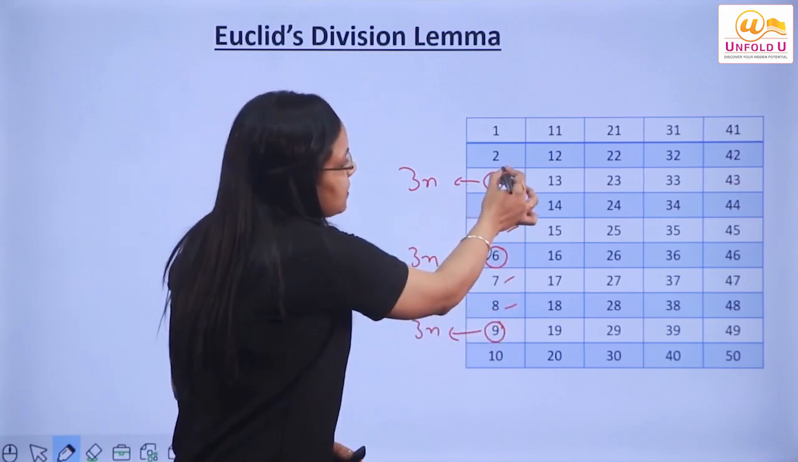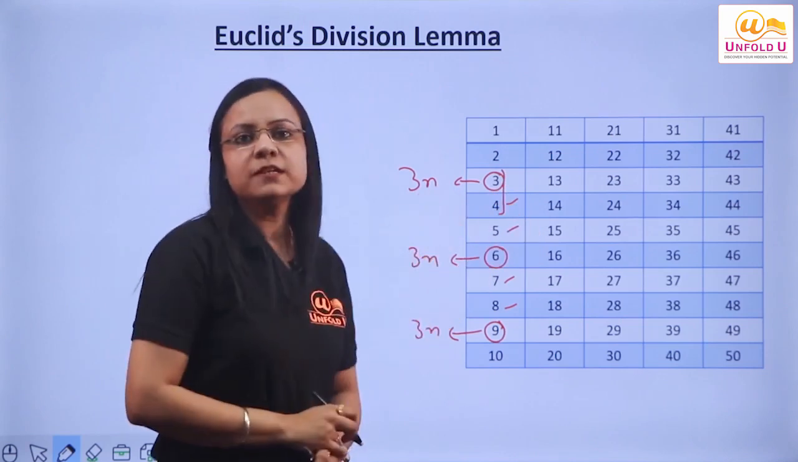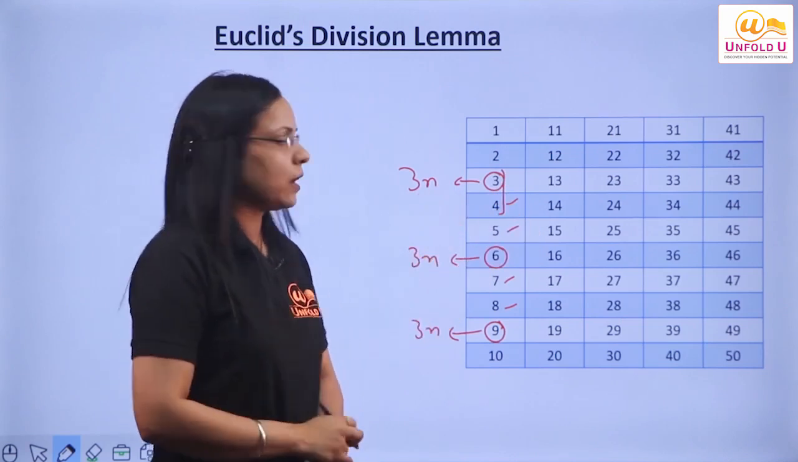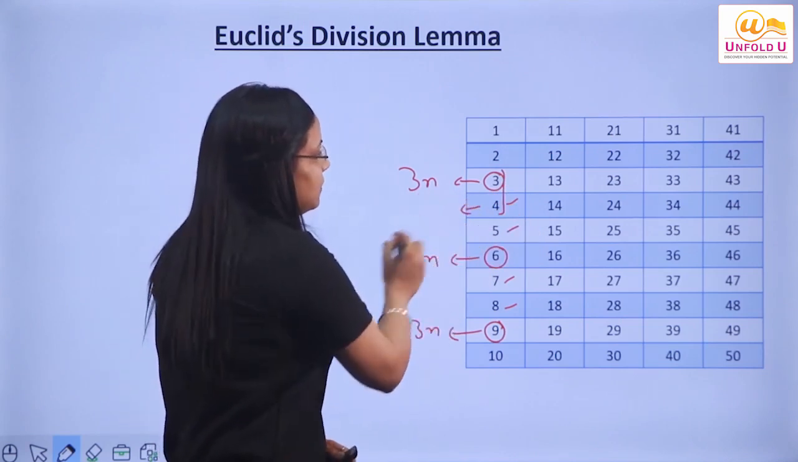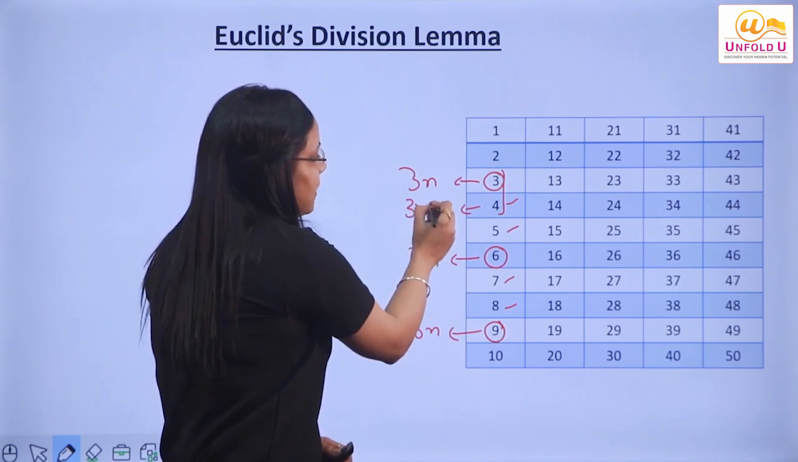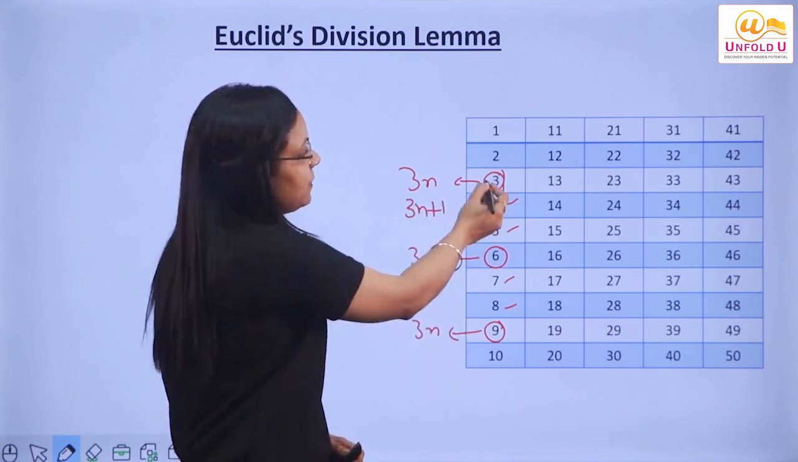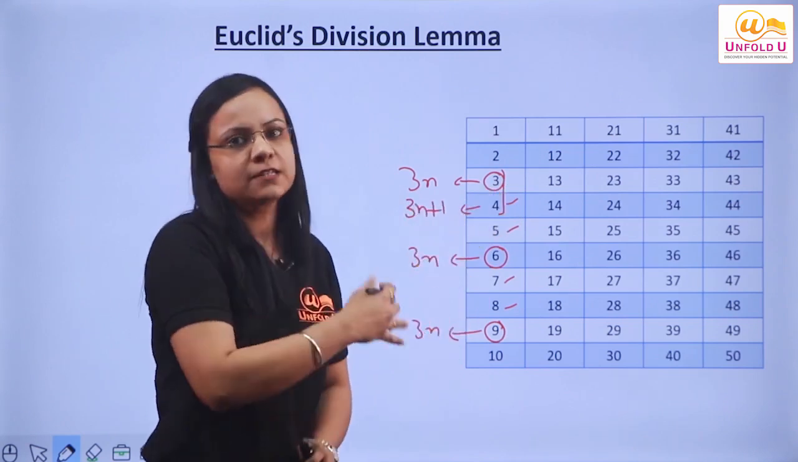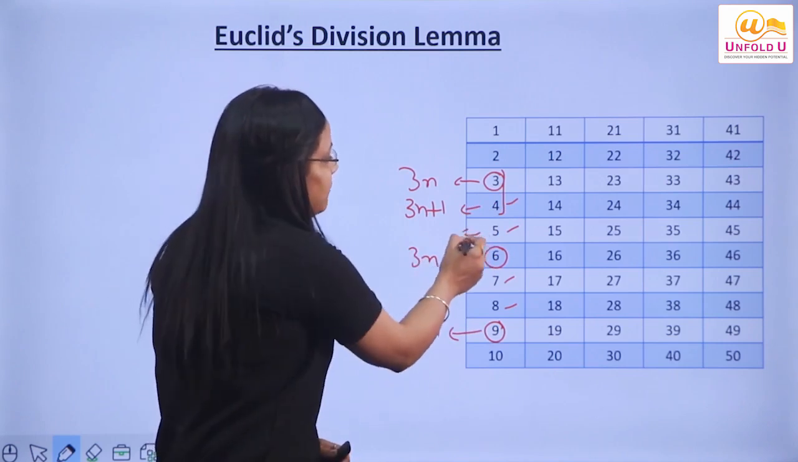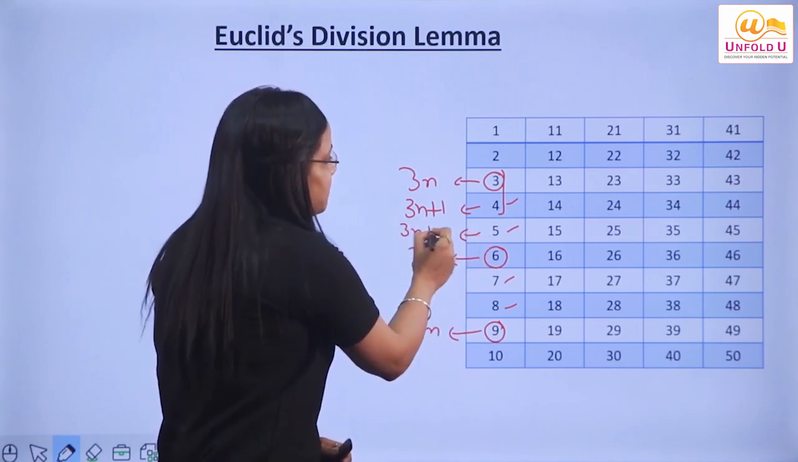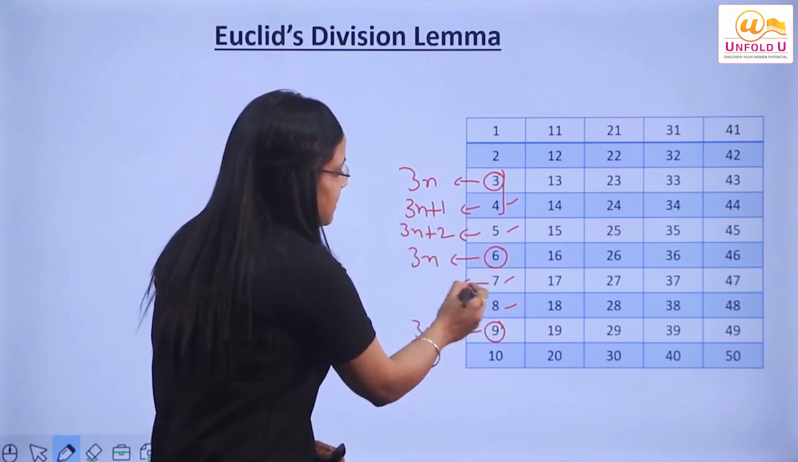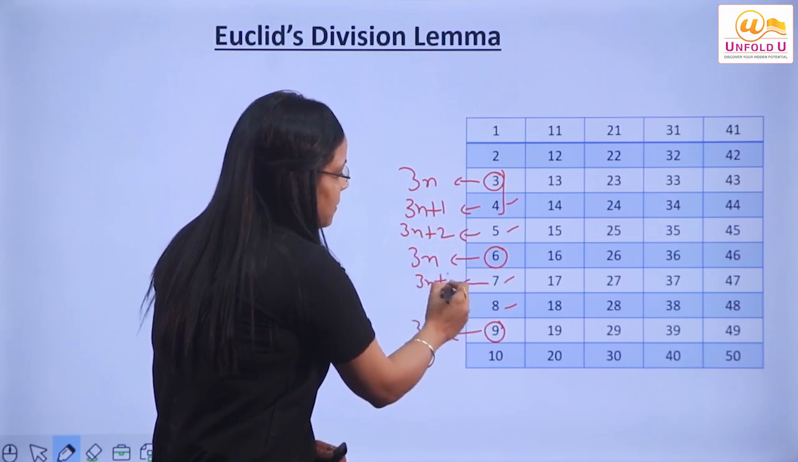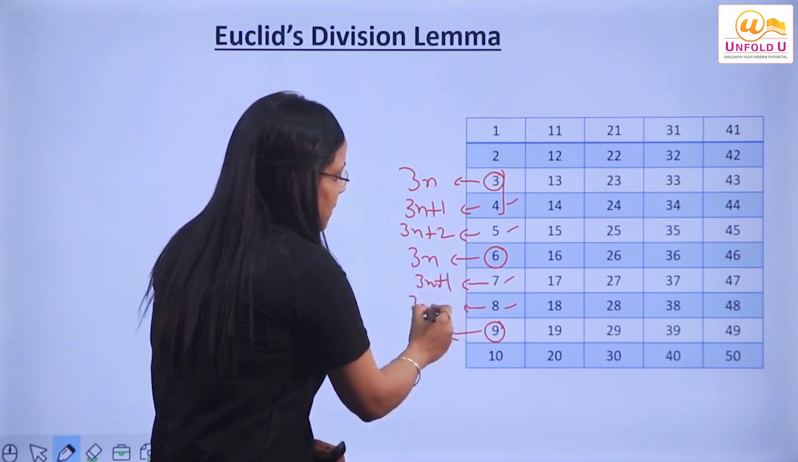So let me take 3 and 4. What is the difference between them? The difference is 1. So I can write 4 as 3n plus 1. Now if I take the numbers 3 and 5, what is the difference? The difference is 2. So I can write 5 as 3n plus 2. Same way, 7 I can write as 3n plus 1, and 8 I can write as 3n plus 2.